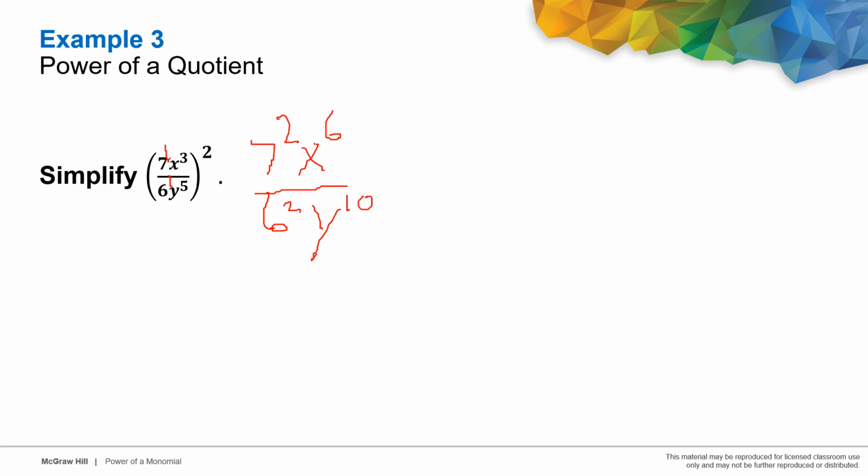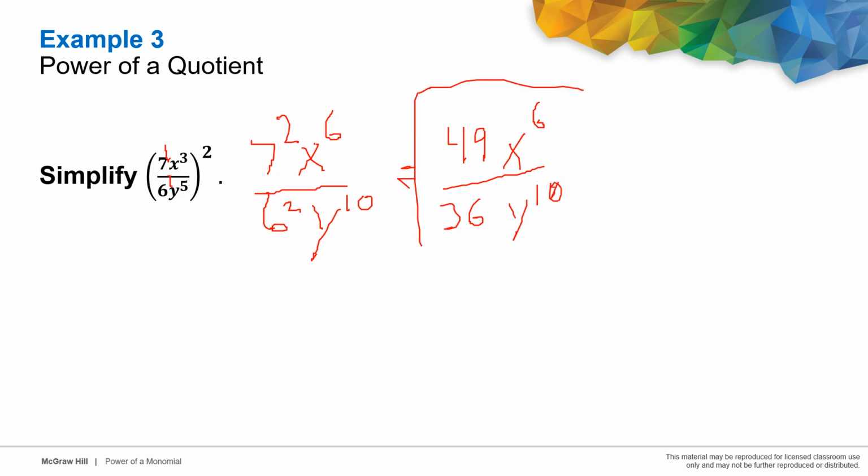Now, we are not done. Remember, when you have numbers with exponents, you have to evaluate. So 7 times 7, 49, x to the 6th. 6 times 6, 36, y to the 10th. You're done. All we do is multiply our exponents, and then if we have numbers with exponents, you have to evaluate. That's it.